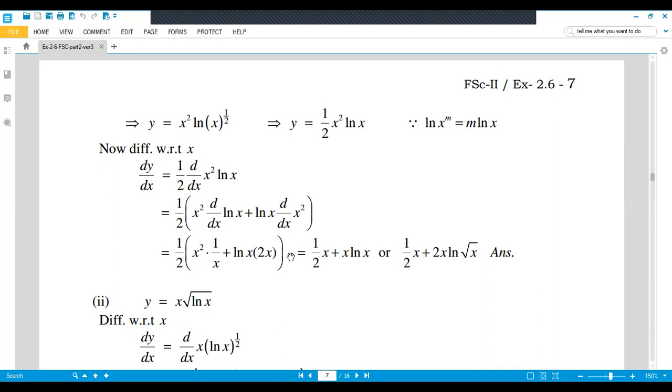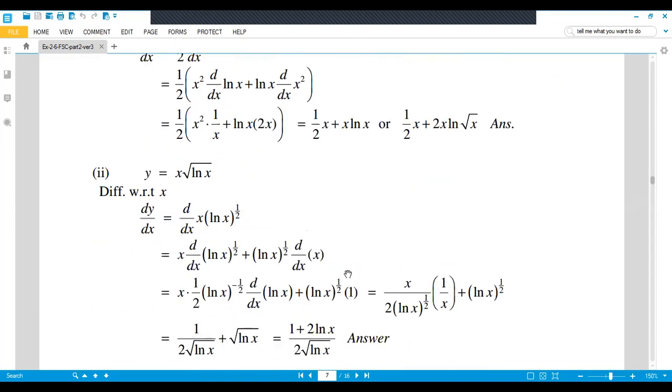Now 1 over 2 multiplies inside. So 1 over 2. This x and x square cancel with each other, so we get 1 over 2x plus, this 1 over 2 cancels with this 2, so we get x natural log of x. So this value is 1 over 2x plus 2x natural log of under root x. This is the required answer.